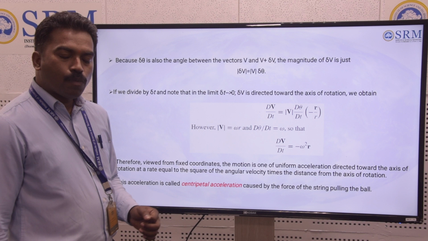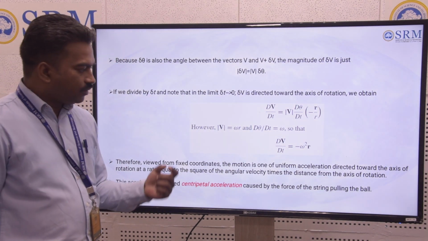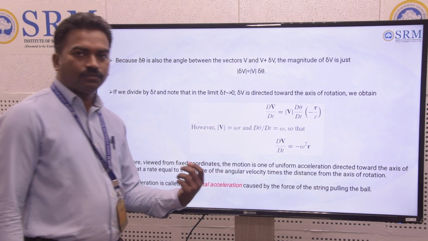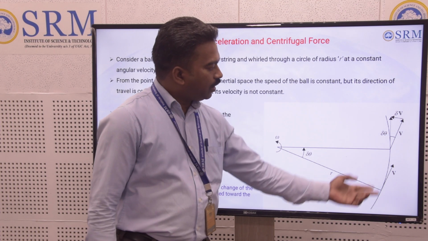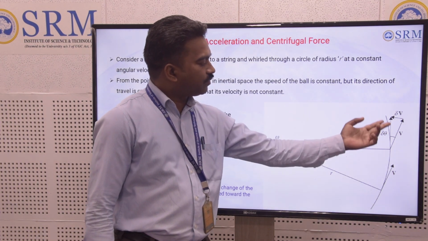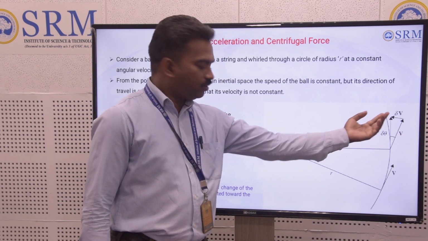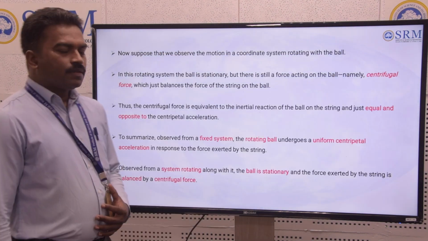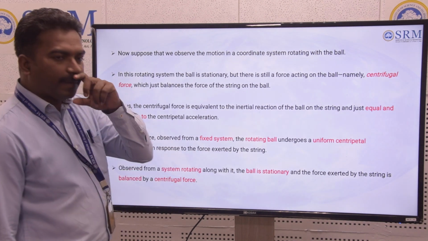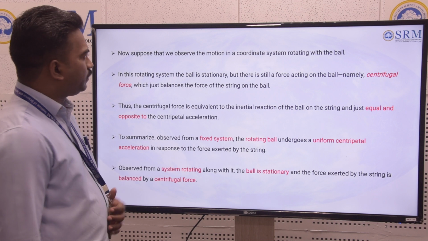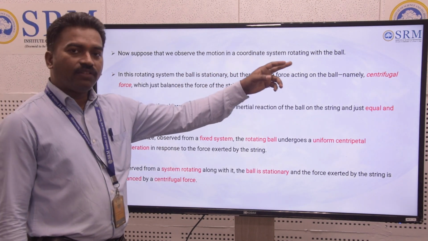This centripetal acceleration is due to the force of the string pulling the ball. When it actually moves in this direction, there exists a force of the string which is pulling the ball towards the center. Let us assume now the ball is rotating along with the coordinate system, or we can say the motion in a coordinate system rotating with the ball.